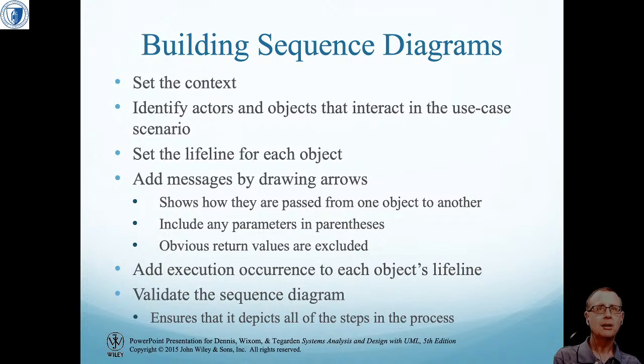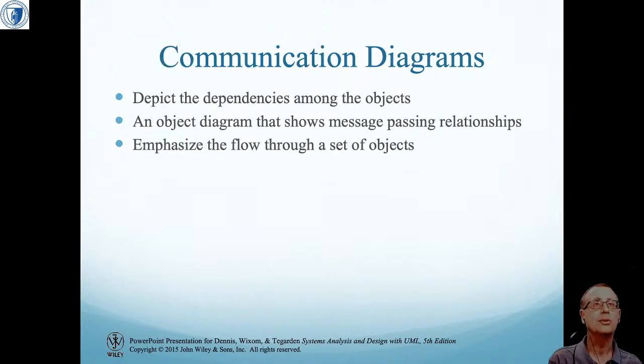So when you're building sequence diagrams, set the context, identify the actors and objects that you've got to use to interact, pull down the lifeline for each object, the dashed line, add the messages by drawing arrows between the appropriate objects, add execution occurrence to each object's lifeline, and then validate the sequence diagram. Compare it with the use case description with the happy flow. If it's representing a subflow as well, compare that. If it's also representing an alternate or error condition, check whether it's consistent with the use case description.